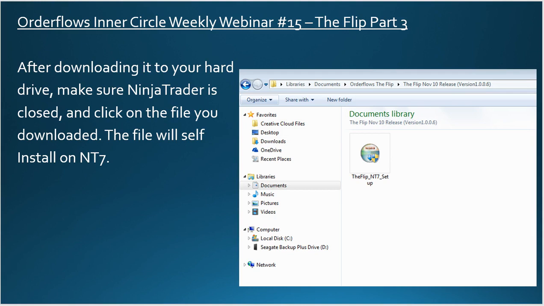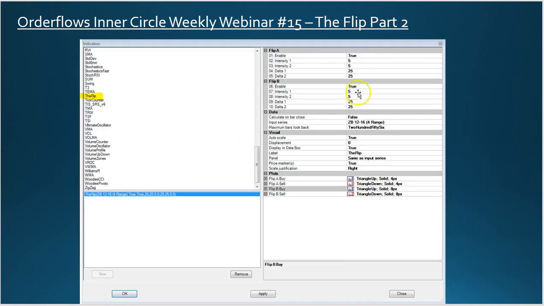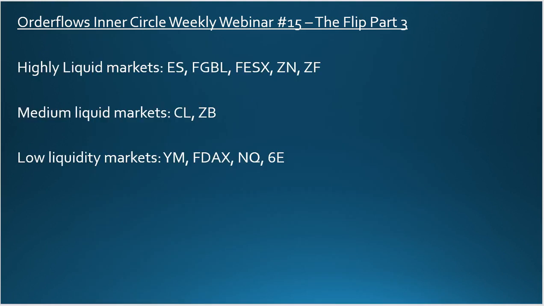Today I'm going to follow up on the last presentation on the indicator, the flip. One of the things that I want to talk about again are the settings. I'd explained there are highly liquid markets, medium liquid markets, and low liquidity markets. In highly liquid markets, you're going to want to use more generous settings, and on low liquidity markets, you're going to want to use tighter settings.